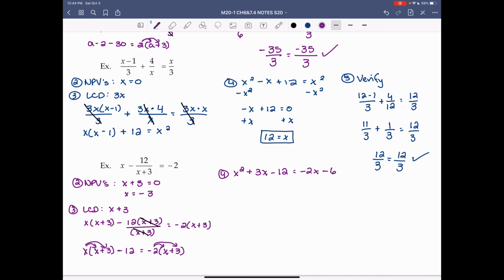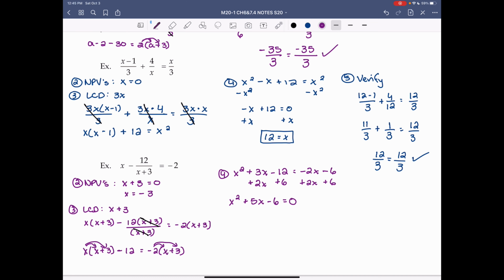I want to move everything to one side then. Plus 2x plus 6. I also want to keep in mind that I'd prefer to have the x squared term positive, so I want to move everything to that side. In this case, that would be the left. Add 2x and add 6. We get x squared plus 5x minus 6 equals 0.